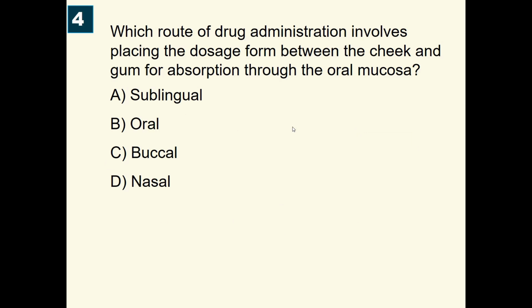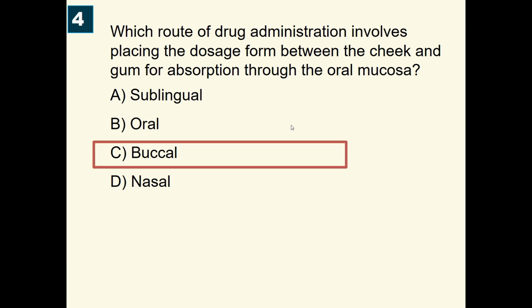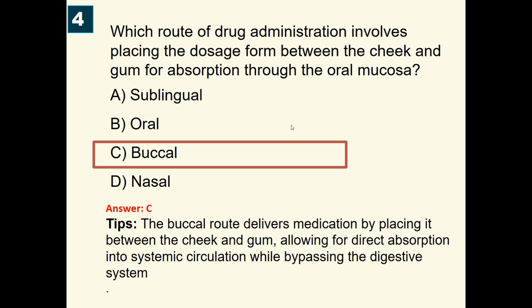Which route of drug administration involves placing the dosage form between the cheek and gum for absorption through the oral mucosa? A. Sublingual, B. Oral, C. Buccal, D. Nasal. The correct answer is buccal. The buccal route delivers medication by placing it between the cheek and gum, which allows direct absorption into systemic circulation while bypassing the digestive system.